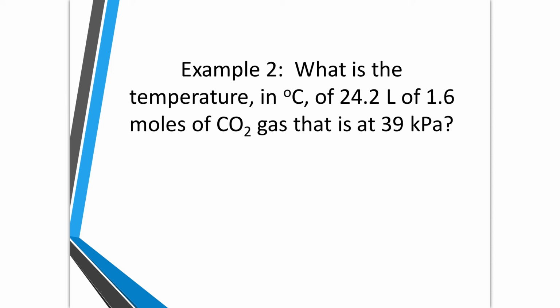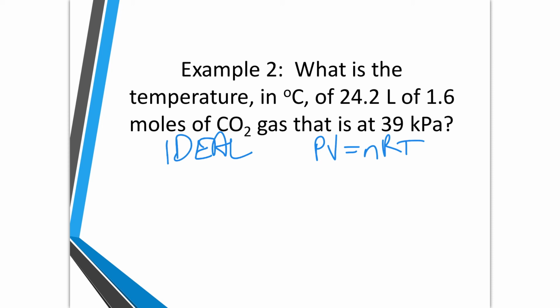So again, I've got to make sure that I'm using the right formula here. This one says, what is the temperature in degrees C? So now I have to go into K and then convert back. That's what it's telling me. Of this many liters of 1.6 moles of CO2 gas. So I see the word moles, and I don't see anything changing. Therefore, I'm going to use the ideal gas law. So I know I need PV equals nRT.